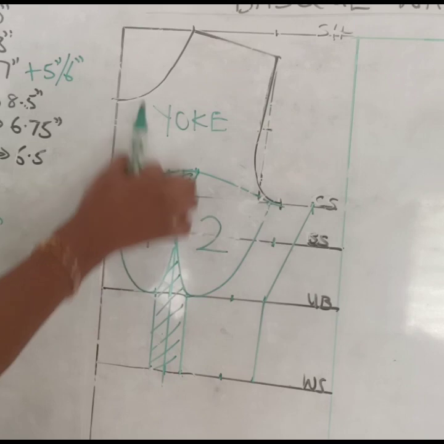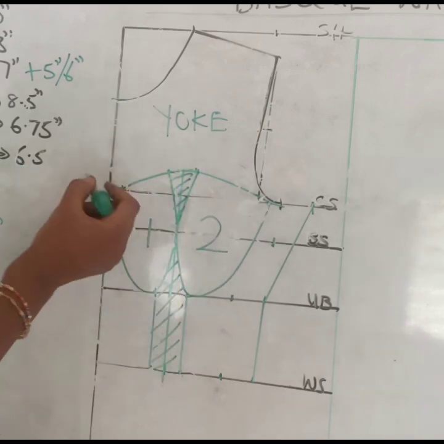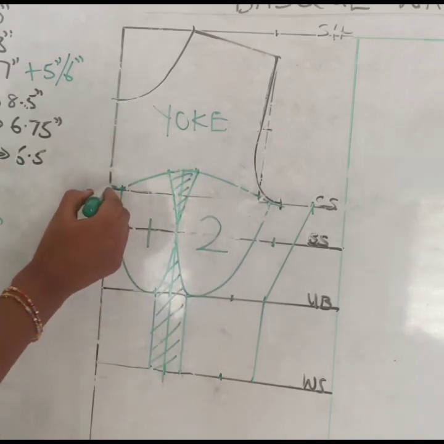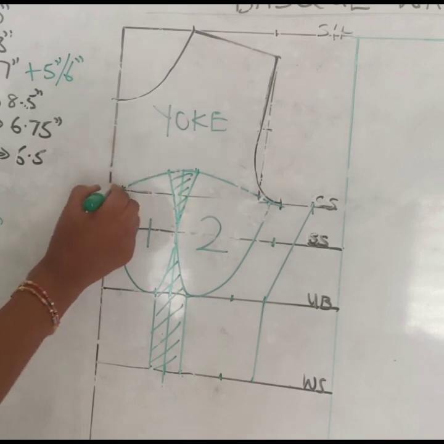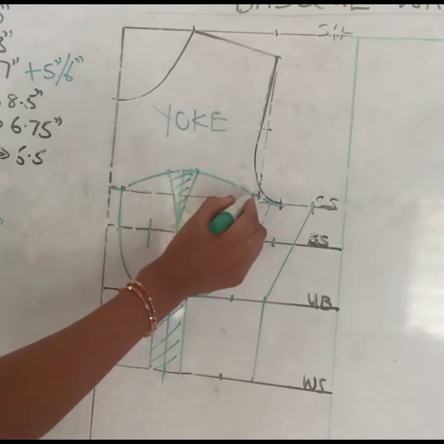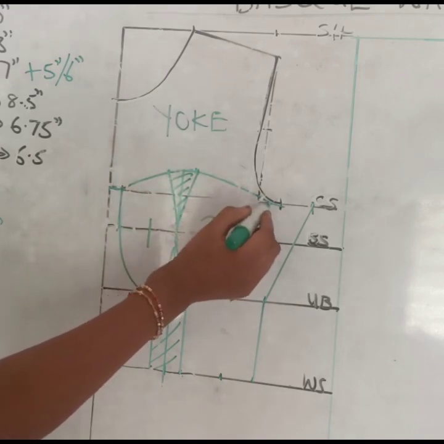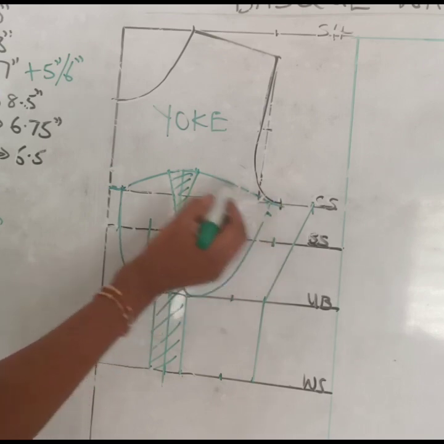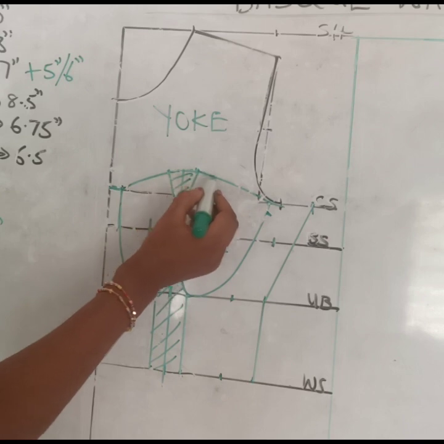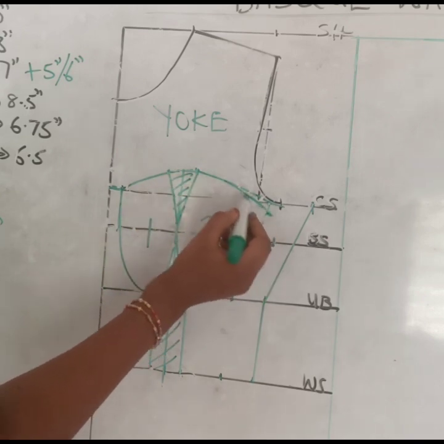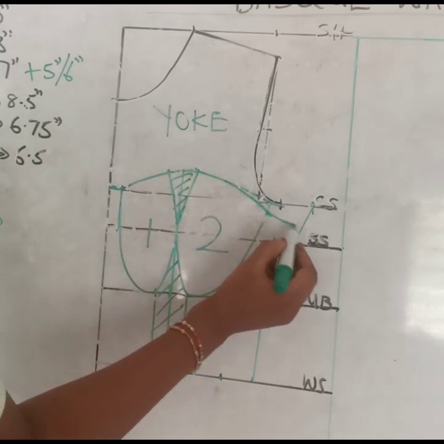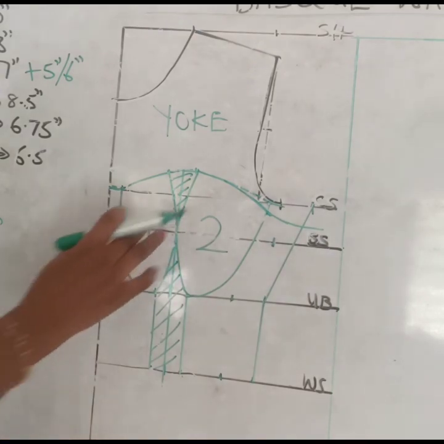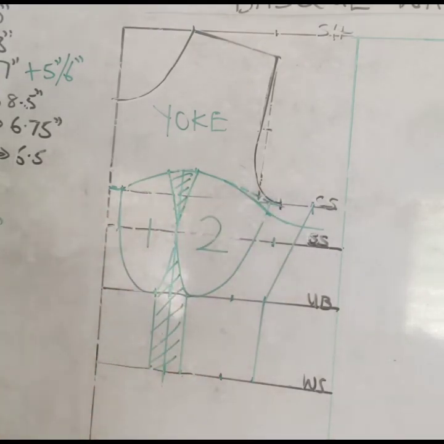And if you do not want a yoke, you want a tube, then you just ignore this side and use from here, and then come down on this armhole line by 1/2 inch. Okay, so that it will come like this, so that is if you are using it as a tube form.